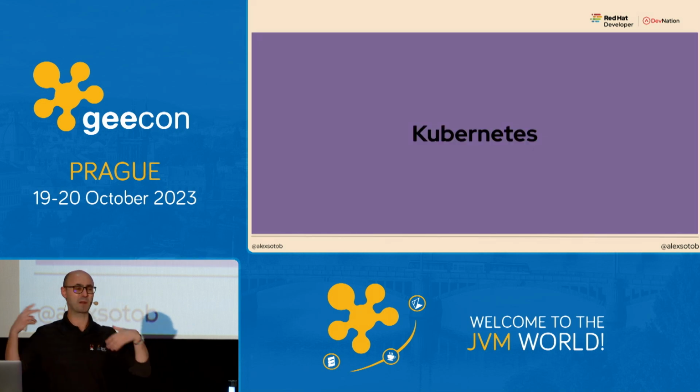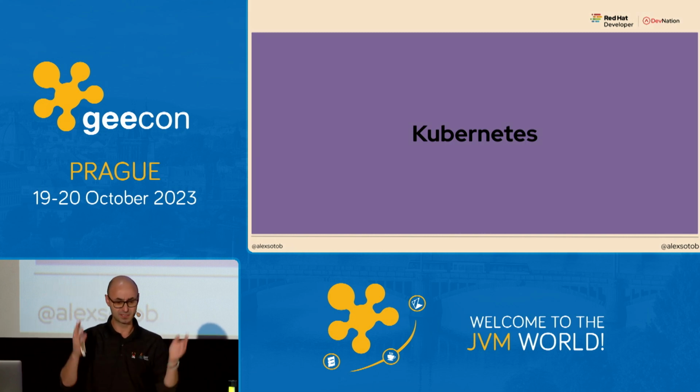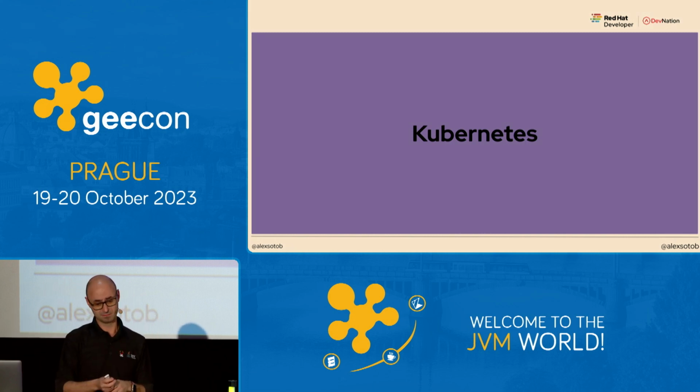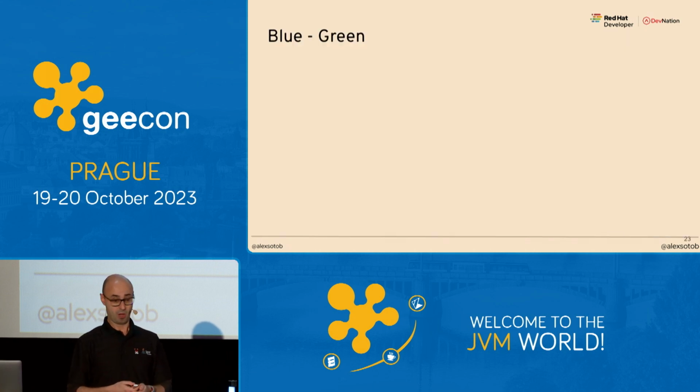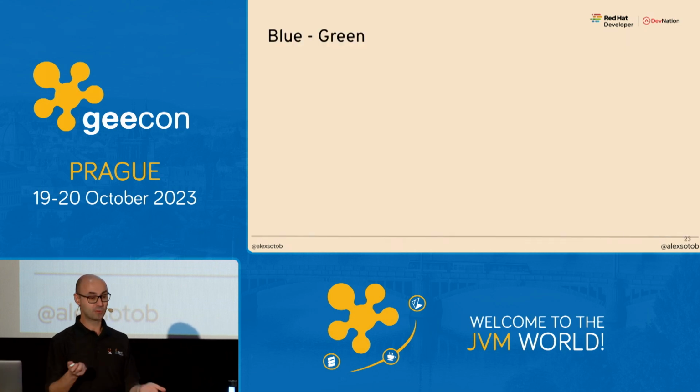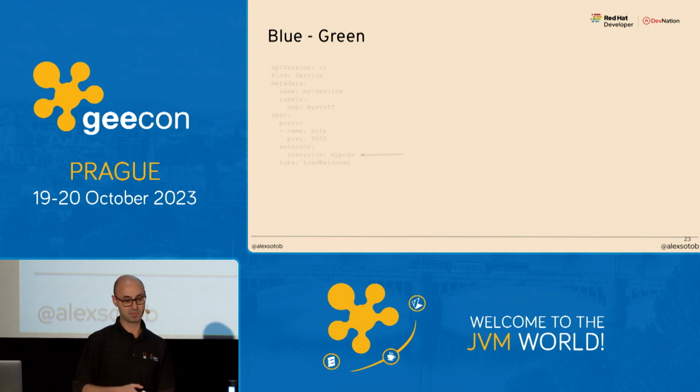So how can we implement all these techniques? Because you can say, yes, that's nice, I like it, but how can I implement this in Kubernetes, which is, we can say, the de facto platform for deploying microservices? Okay, let's start with blue-green deployment. Can we do blue-green deployment in Kubernetes? Yes, we can do it.